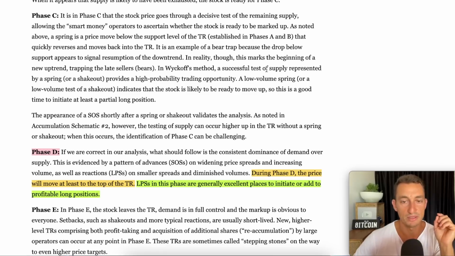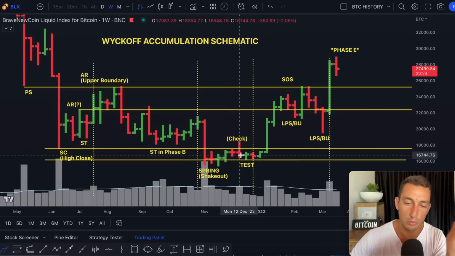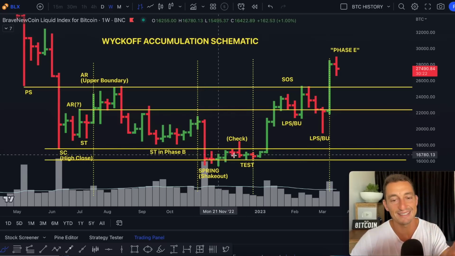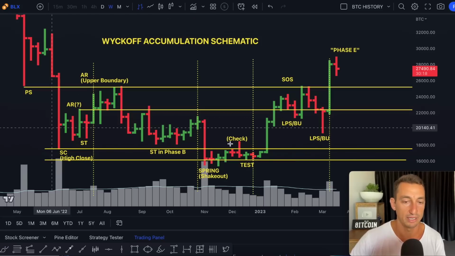Okay, so Wyckoff's method: a successful test of supply represented by a spring. So we've tested that supply, extreme volume came in on the spring. We did not last under this level for very long. In terms of a Bitcoin or a crypto trader, these areas seem like an extremely long time. How long is that in terms of weeks?